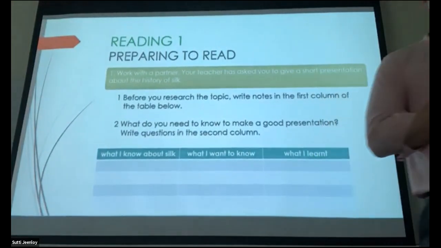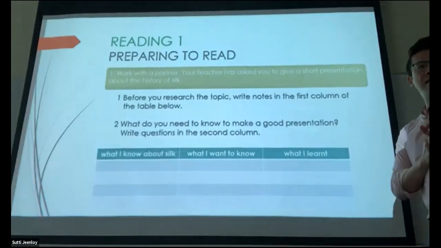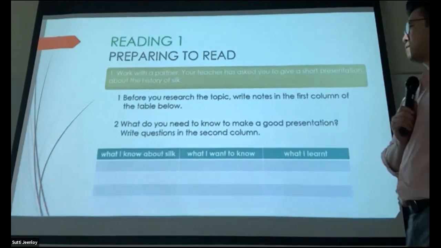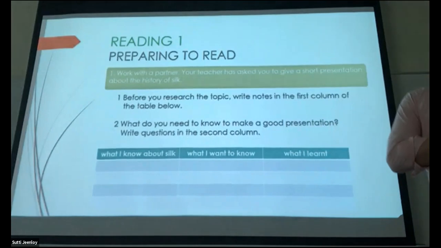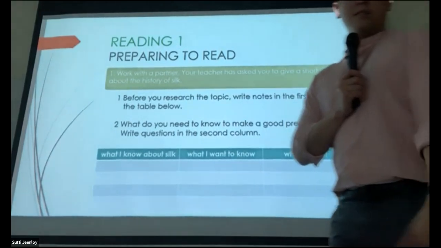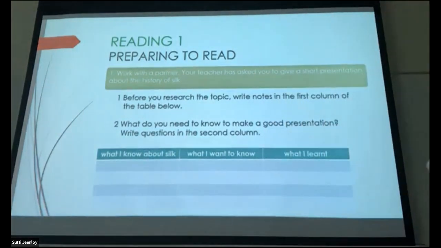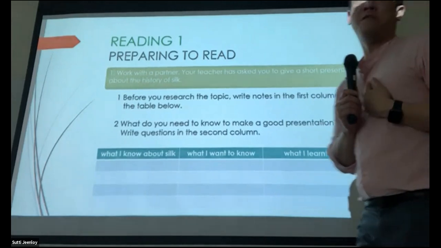Anyone like to share your idea about what you know about silk? Soft. It's from silkworms. Earthworms, say that, not silkworms. What else do you know about silk? Zoom people, what do you guys know about silk? Expensive, of course. We can make clothes out of it.